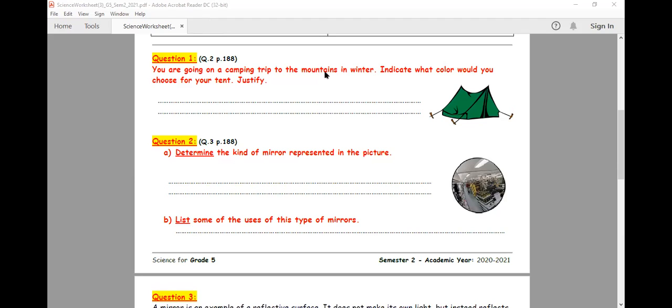I'm talking with all of you now. Let's start with the first question. You're going on a camping trip. You need to choose a tent for your trip. And it's cold. We're in winter. It's winter time and you're going on a trip. What's the best color to choose for your tent?